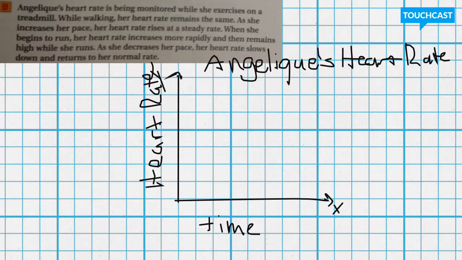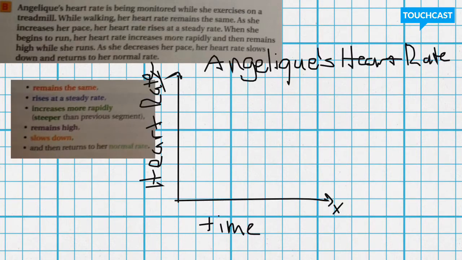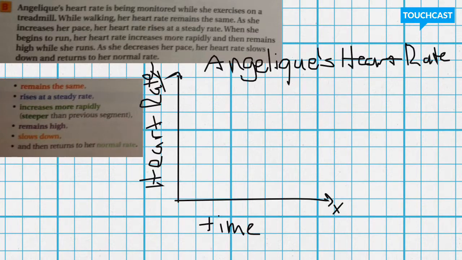So let's think about this situation. As she is walking on the treadmill, her heart rate remains pretty steady, pretty much the same. Then she starts to increase her pace, which means that it rises at a steady rate. Then she starts to run, which means that this is a more rapid increase. Now she's still running, so her heart rate is going to remain the same. It's going to stay high because our heart can only go so fast. Now she starts to decrease. She's in her cool down phase, so her heart is going to start to slow down until she gets to her normal resting heart rate.